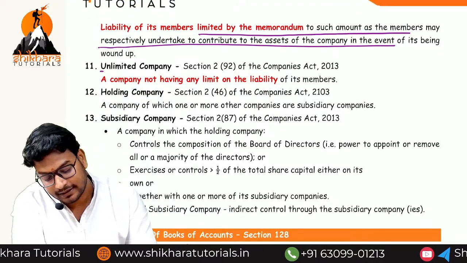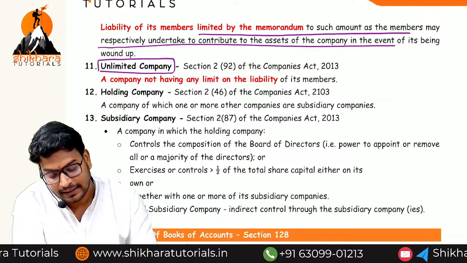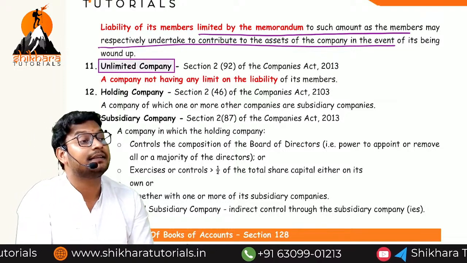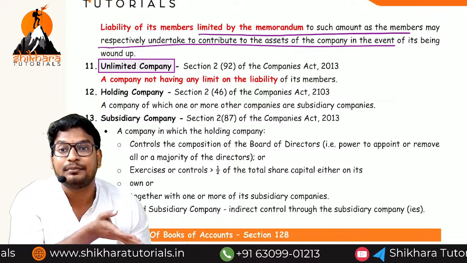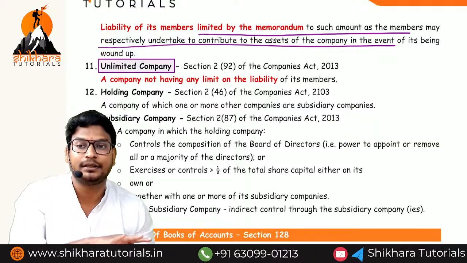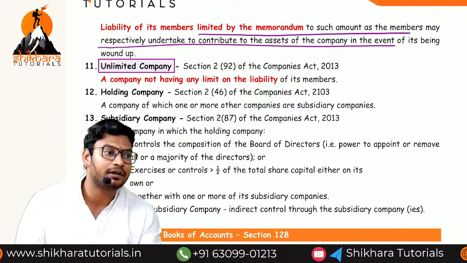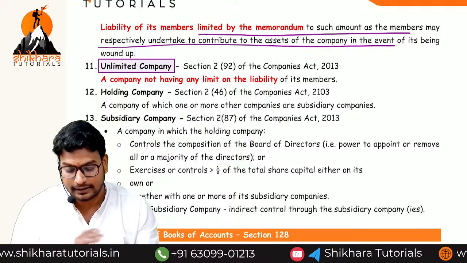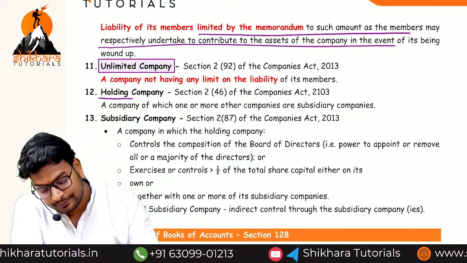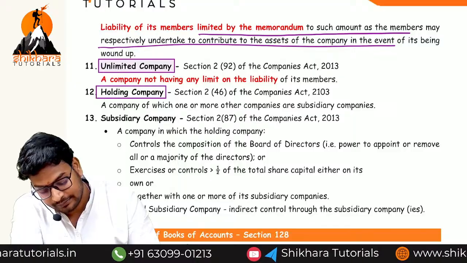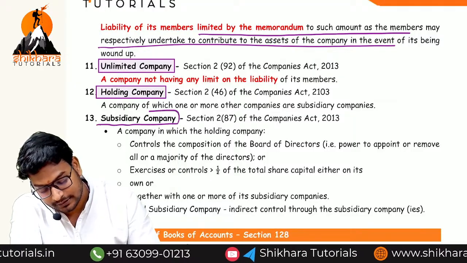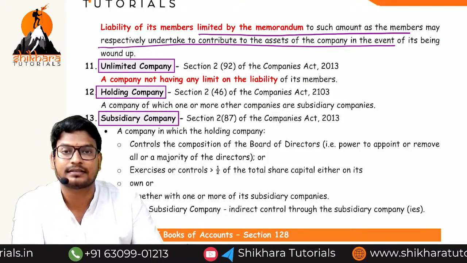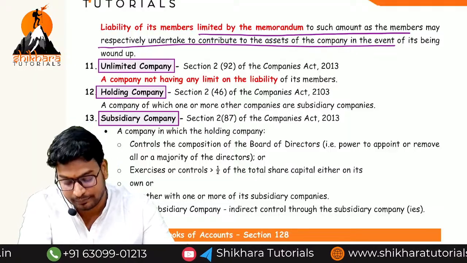So there is one more type of company. An unlimited company means that type of company has unlimited liability. Generally, all the companies will have limited liability. And next, holding company and subsidiary company. These two are left. If we discuss these, the discussion of the types of companies will be completed.